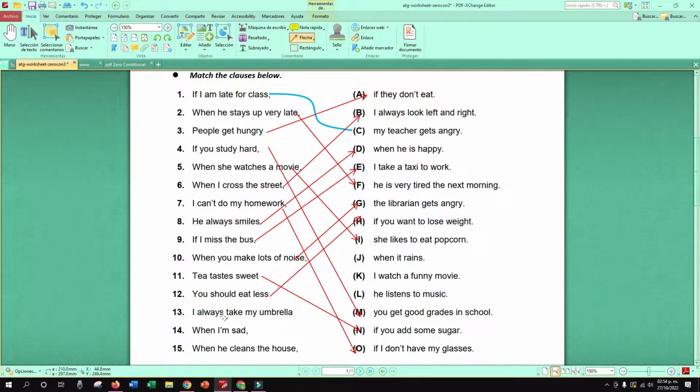What about 13? I always take my umbrella. J. Excellent, Mr. Quay. When it rains. Excellent. When it rains. So I always take my umbrella when it rains. Perfect, thank you.